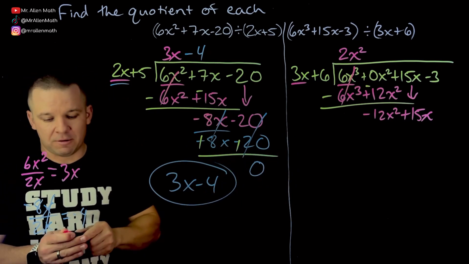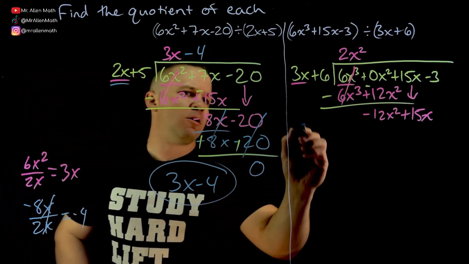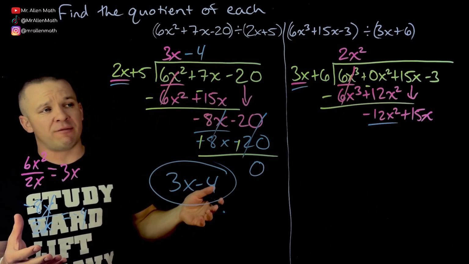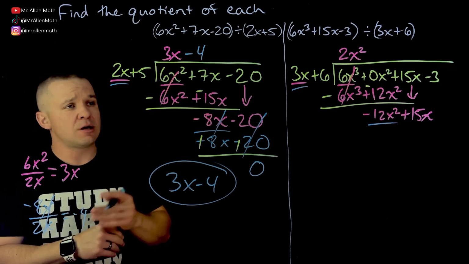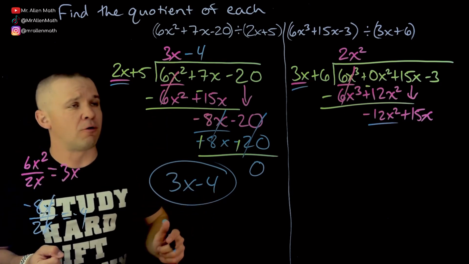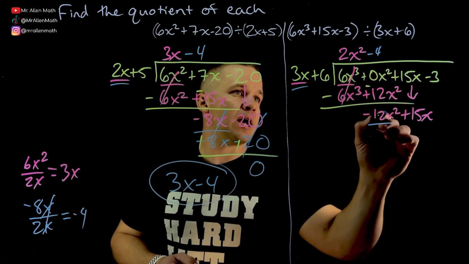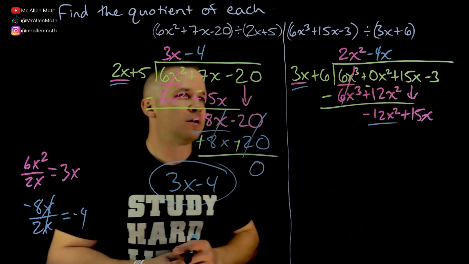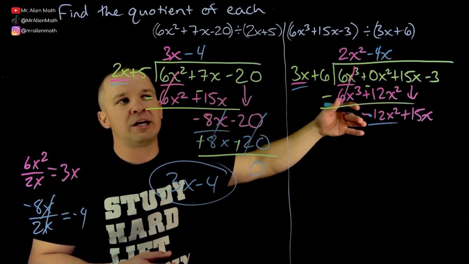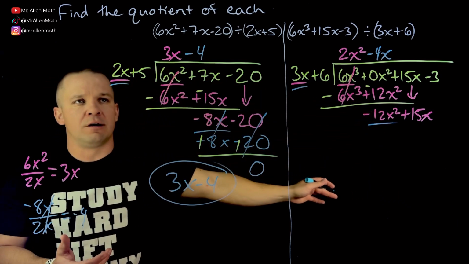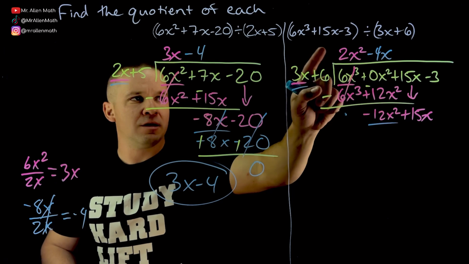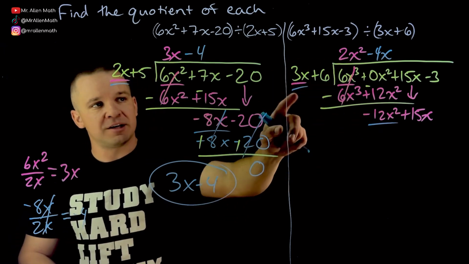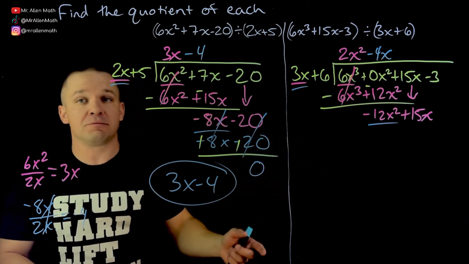Cool. Time for the blue marker. Working with the 3x and the negative 12x squared. So what's negative 12x squared divided by 3x? Well, negative 12 divided by 3 is negative 4. X squared divided by x is just x. You'll notice that we're dropping by a degree each time, right? And also, I start with a cubic on this one. My answer here, my quotient, is quadratic because I divided it by a linear function, right?